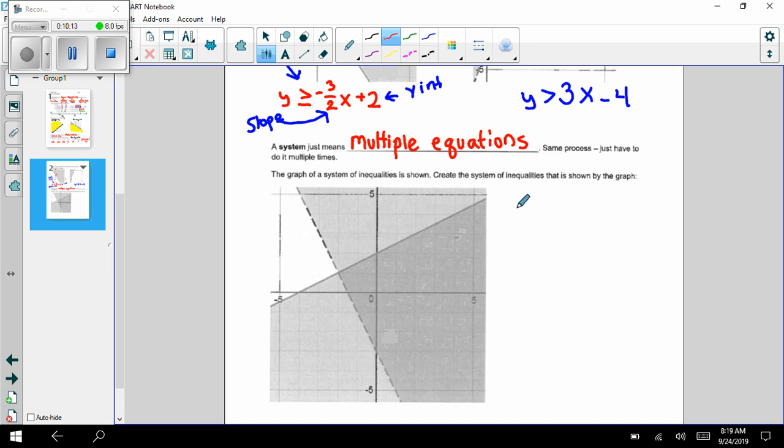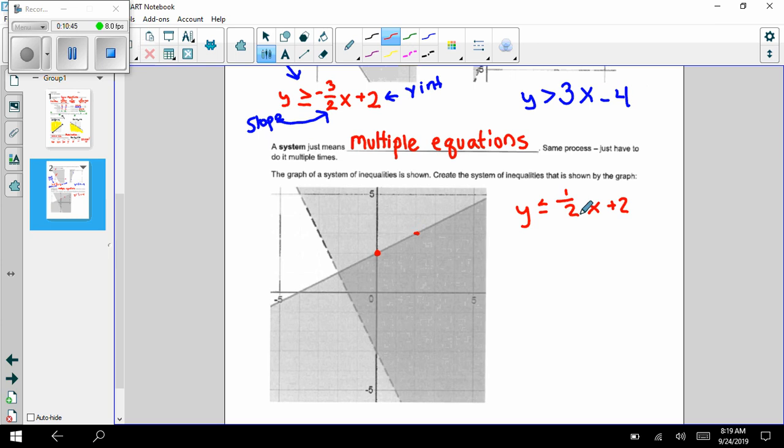So again, we always start with y. In this case, it's a solid line, and everything is shaded below it, so that is less than or equal to. I like to find the y-intercept first. It intercepts the y-axis at +2. I know we're going to have an x, and we need to find the slope. The slope is positive, and it looks like it goes from here to here. So the rise is 1, and the run is 2. So that would be 1/2x.